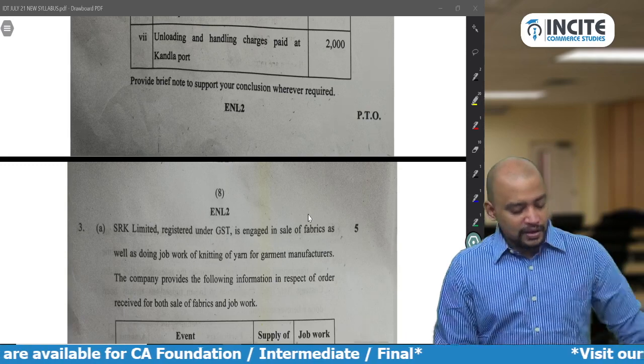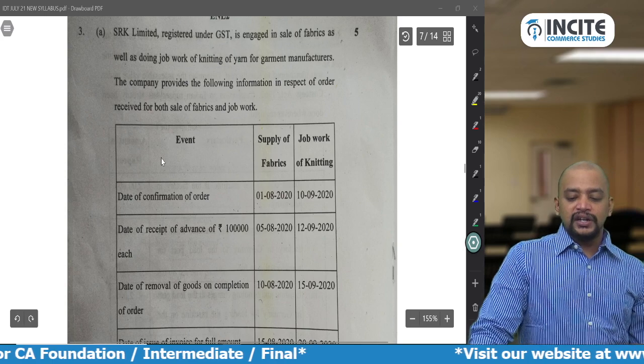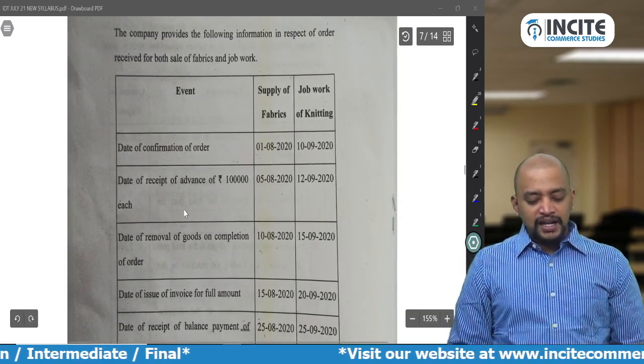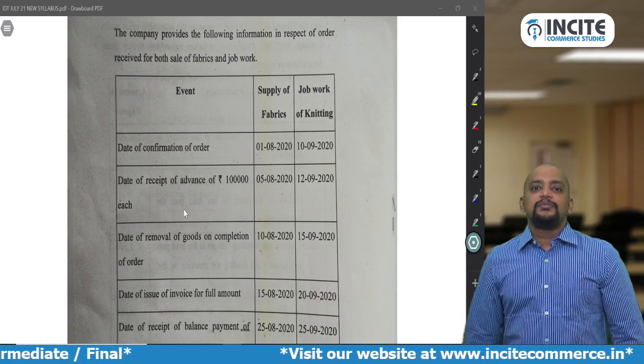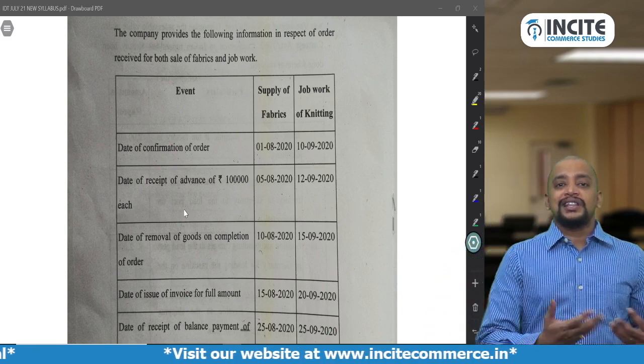So 5 marks. Okay. So that easily they would have got. And this question is related to time of supply. It's a very good question, a very easy question. It is also there from our discussion in the classroom.